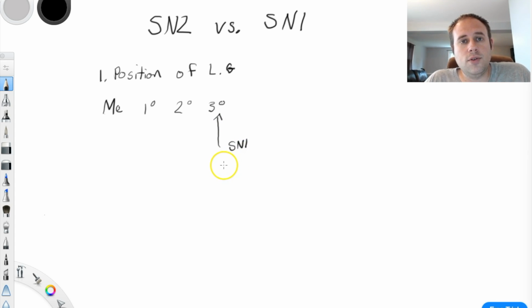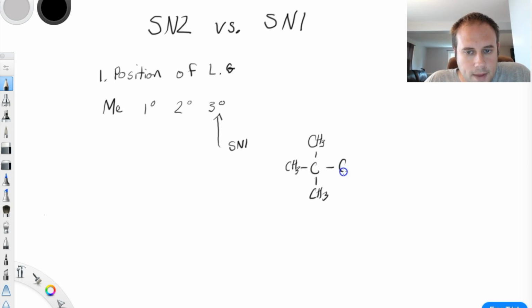In fact, SN2 is not possible with tertiary leaving groups. So if I have something like a t-butyl chloride, or any sort of alkyl halide or tosylate, this group here is going to be subjected to an SN1. Now, we're not going to talk about elimination reactions in this particular lecture. I'm really just discussing SN2 versus SN1. So you do have to consider competing elimination reactions.